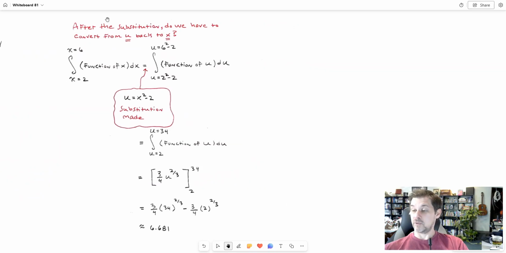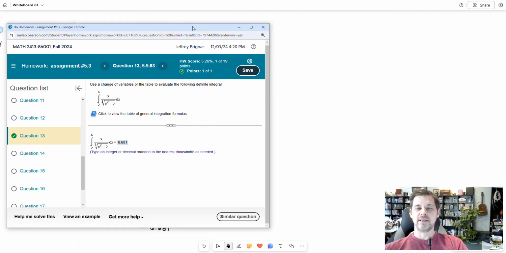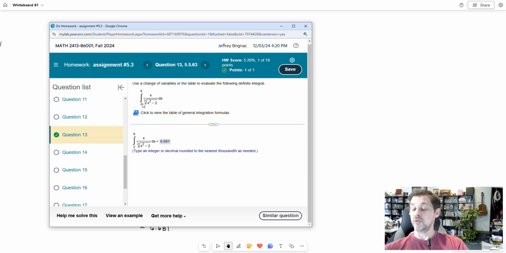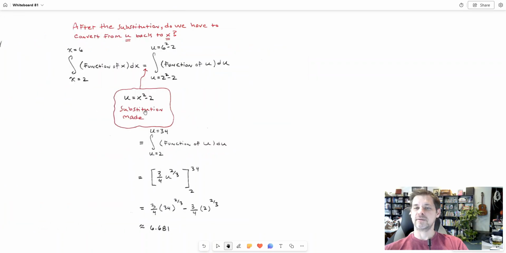So I posed this question to you to address what was in that help feature on my math lab. After the substitution, do we have to convert from u back to x? And the answer is no, you just have to adjust the bounds if you don't. So I started with this integral. Lower bound was 2, upper bound was 6, but I guess implied in that is that the x is 2 and the x is 6 for the bounds. It's the x that's 2 and 6. If I decide to work this integral in terms of u because it'd be easier, that's fine, but I'll adjust those bounds. So we'll do like this.